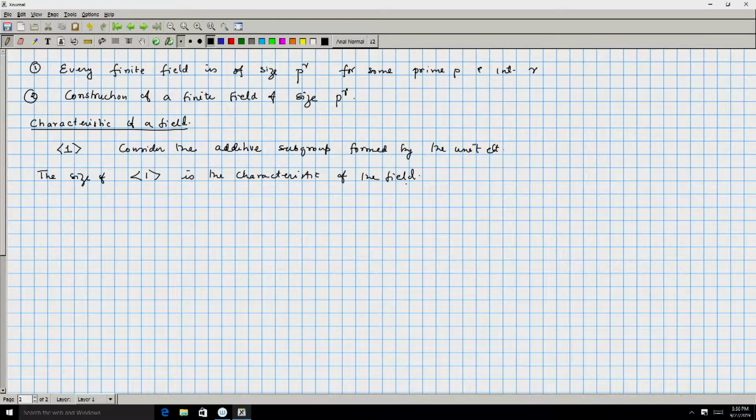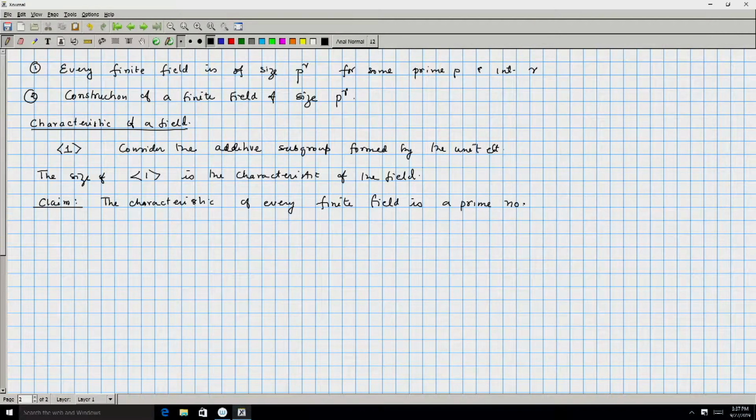Note that when you consider an infinite field, the additive subgroup formed by the unit element could possibly be infinite. Okay. So, in that case we might refer to the field as having characteristic 0 or infinite, but here we are restricting ourselves to finite fields, therefore, the characteristic is always a positive integer. Now, we will claim the following thing about characteristic. The characteristic of every finite field is a prime number.